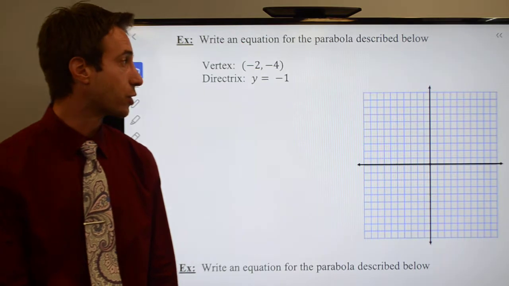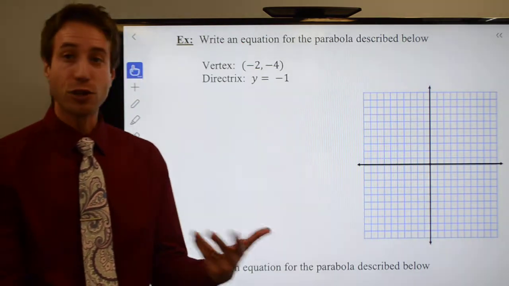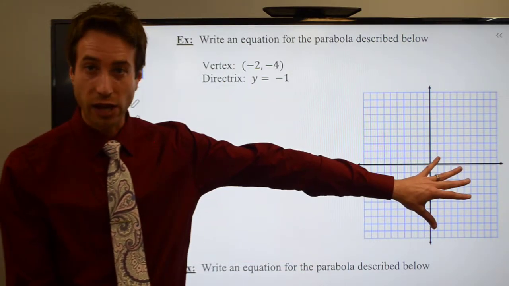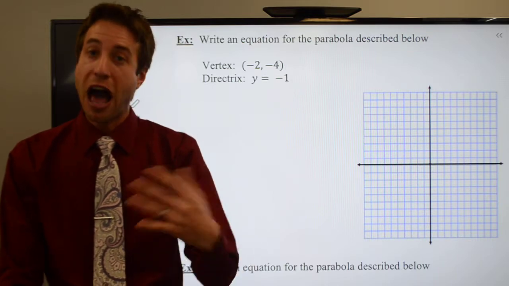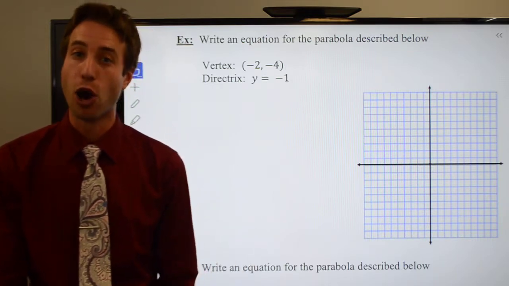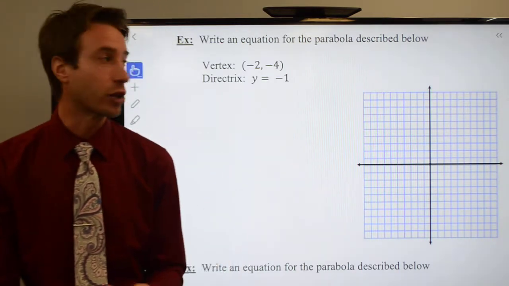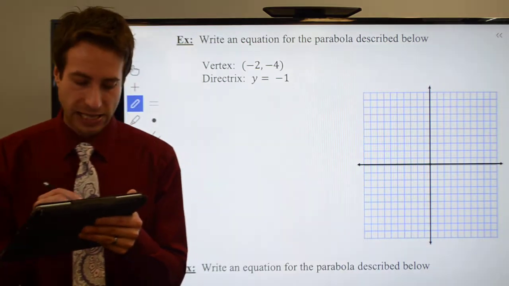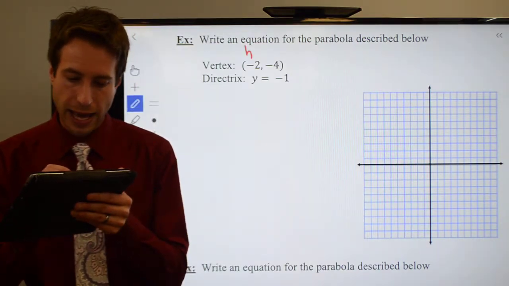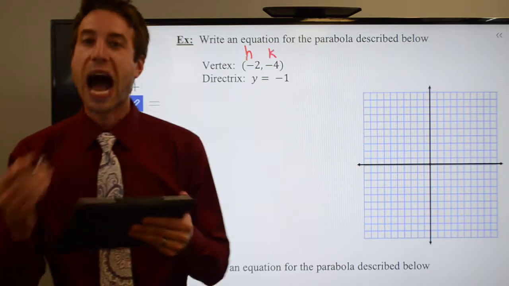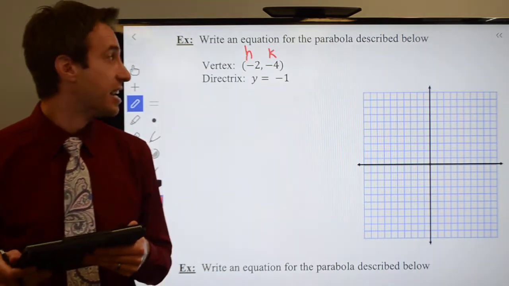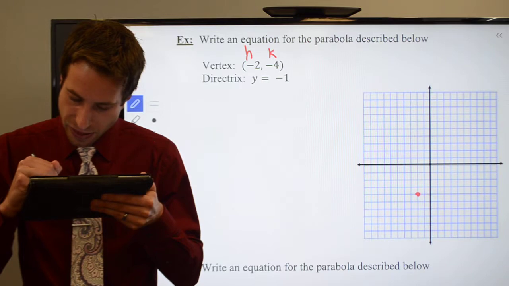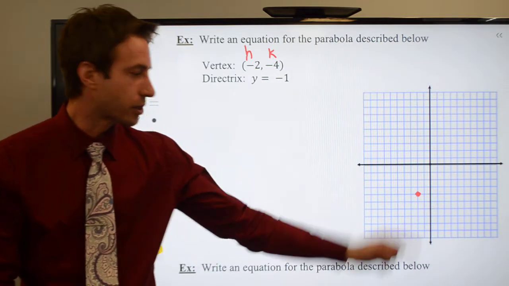Well, let's take a look at this first one to show you how it works. First of all, I'm going to take the information I've been given, plot it on the coordinate plane, see if I can get a picture of what this parabola looks like, and then go from there. Right away I recognize I've been given the vertex, and I know that for all parabolas, the vertex is (h, k). So I'll plot my vertex, (-2, -4). Right there is going to be my vertex.